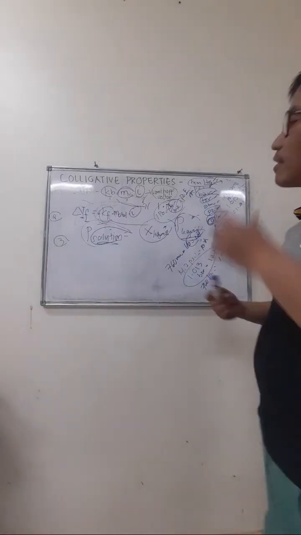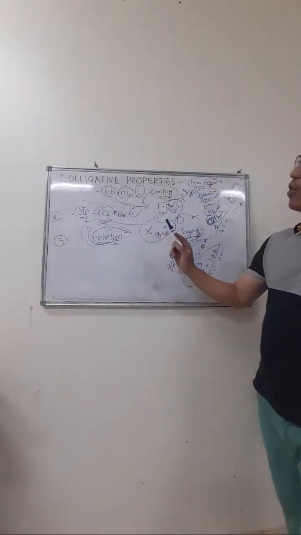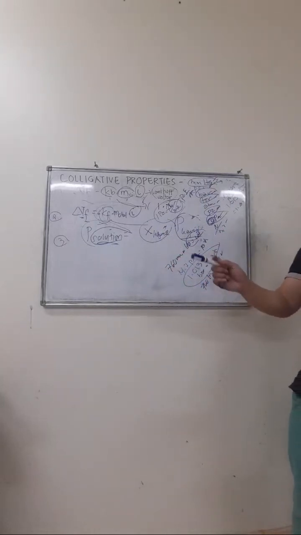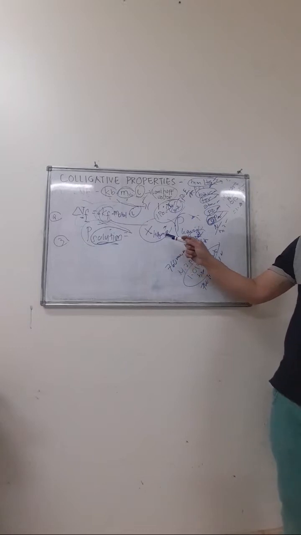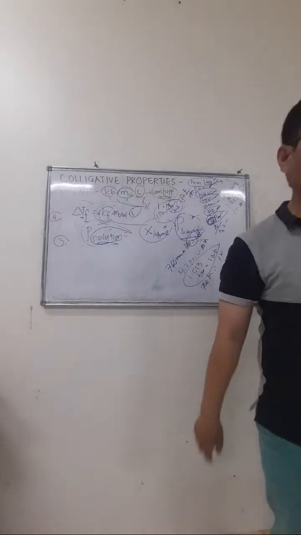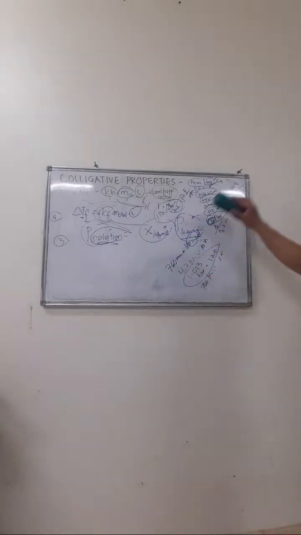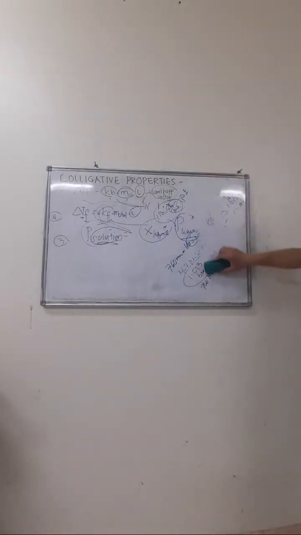Vapor pressure lowering: the vapor pressure of the liquid above the solution is equal to the mole fraction of the pure liquid times the vapor pressure of the pure liquid. Okay, number 4 in colligative properties, the last in our theory explanation.